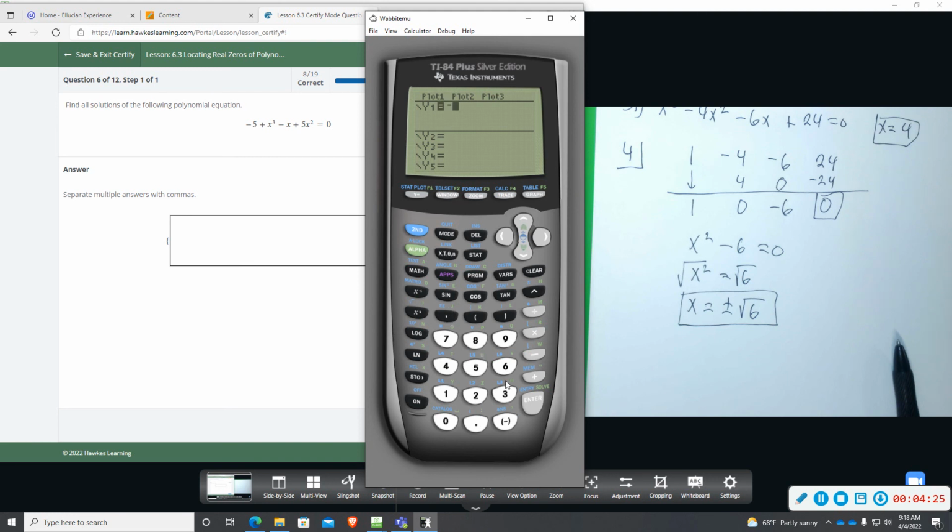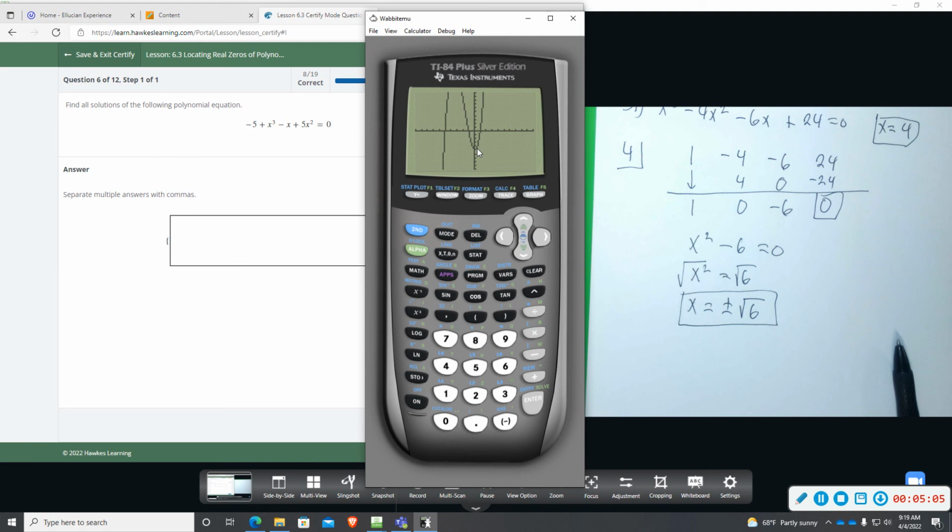So negative 5 plus x cubed minus x plus 5x squared. Uh-oh, I got it all at the top. I gotta fix that. X raised to the third. Got an arrow over to get down. And then minus x. And then plus 5x squared. There we go. That looks better. I'm going to graph.